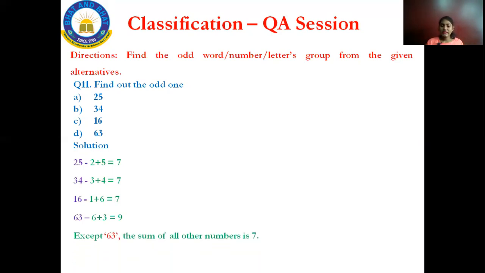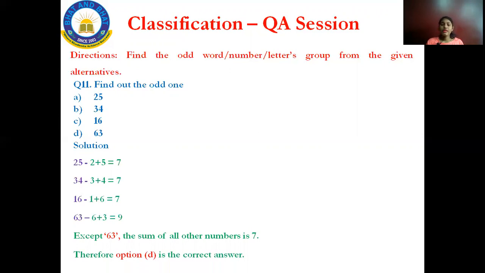See, except 63, all are a sum of 7. Okay, see, except 63, if we add the digits, we will be getting 7 for all the numbers. Look at option A, it is 7. Option B, it is also 7. Option C, it is also 7. By splitting and adding the numbers, we will be getting the sum of 7. So option D is the correct answer.